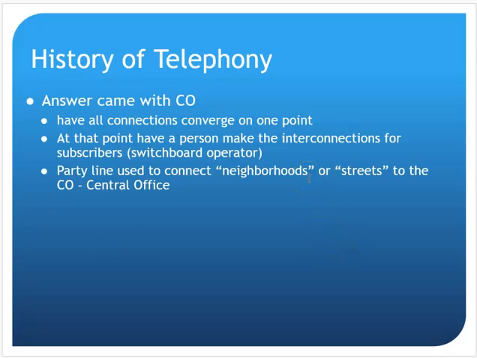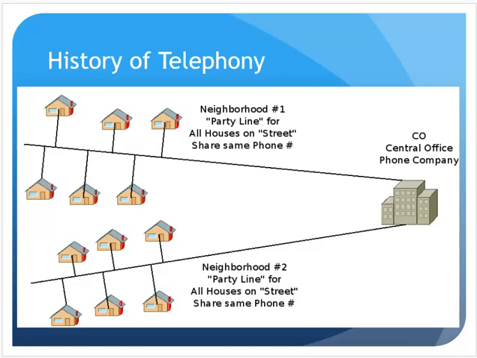So the solution was what was called a central office, and you'll still hear that term used, it's CO, central office. Now what they did was they would string a phone line out to a neighborhood, if you will. Think about maybe a cul-de-sac in your neighborhood. That phone line would go into that cul-de-sac, and all the houses on that cul-de-sac would attach to that phone line. So all these houses here are sharing that phone line. That's where the term party line comes from.